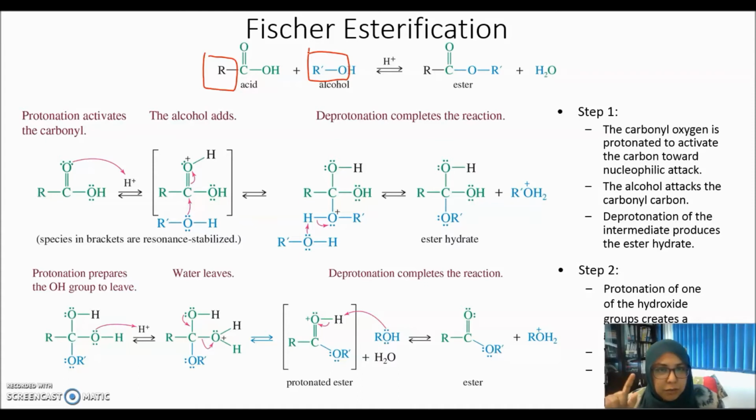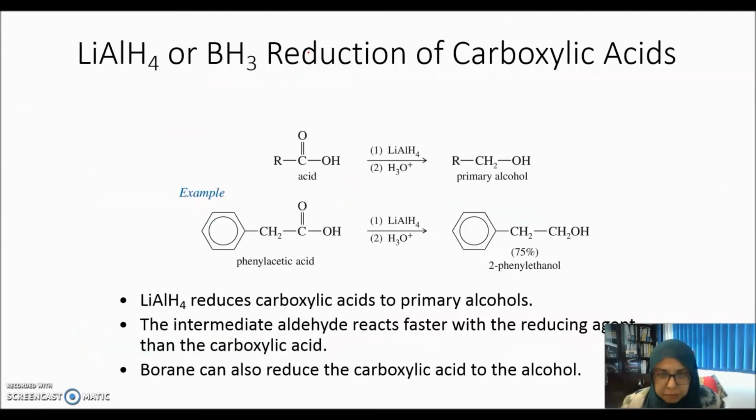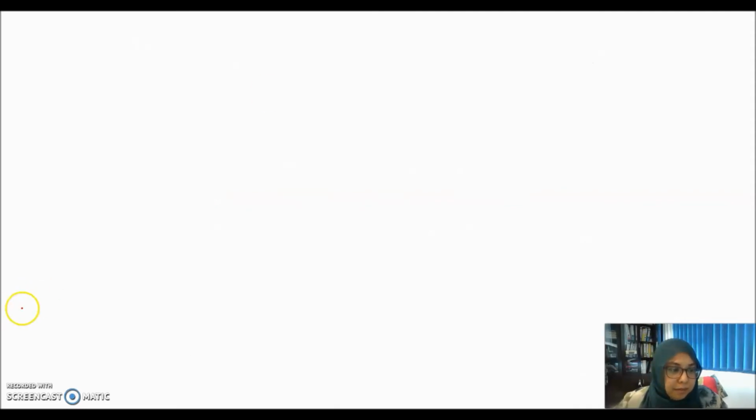So this is a simplified slide. You can further read it in your notes. Now with carboxylic acid, we have also seen this. If you are using lithium aluminum hydride, straightforwardly you will get your alcohol. In order to reduce it to aldehyde, you will use a limited reducing agent such as sodium borohydride. That will limit your carboxylic acid reduction to aldehyde only.